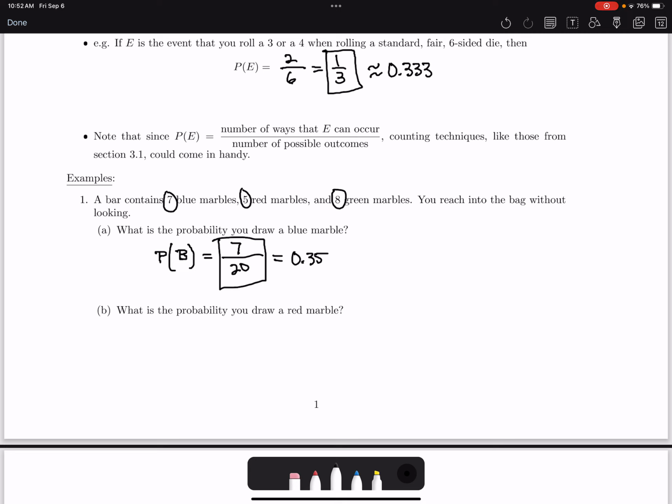Okay, so part B says, what's the probability you draw a red marble? Well, this is going to be probability of R for red. Again, there were 20 marbles in the bag, and 5 of them were red. So the probability of drawing a red marble is 5 out of 20. We can reduce that by 5, right? This is the same as 1/4. That would be our final answer. Or as a decimal, you could call it 0.25. So there's a 35% chance of drawing a blue marble and a 25% chance of drawing a red marble.